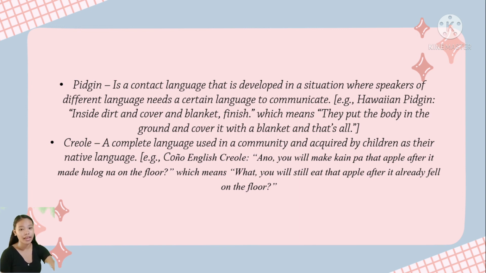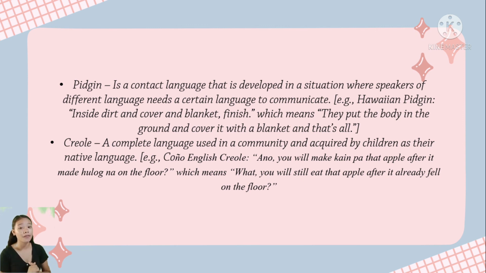Lastly, we have Creole. It is a complete language used in the community and acquired by children as their native language. Creole is a mixture of two different languages. Here in our example, we utilize the Konyo English Creole or the combination of English and Tagalog. It is a Creole that originated from younger generation families. The sentence goes like this: "Ano, you will make kain pa ba that apple after it made hulog na on the floor?" Which means, what? You will still eat that apple after it already fell on the floor?